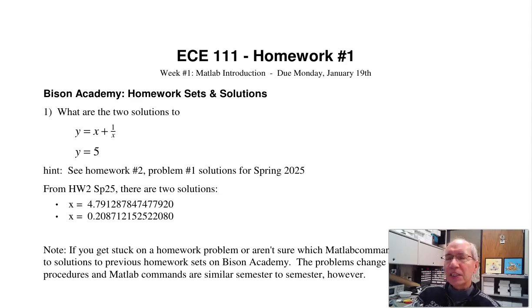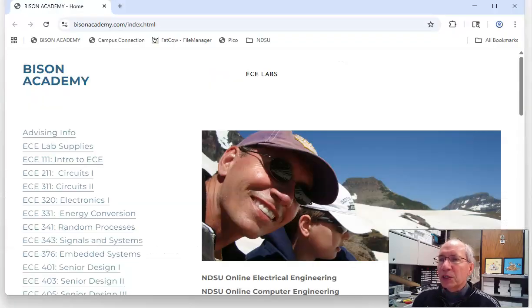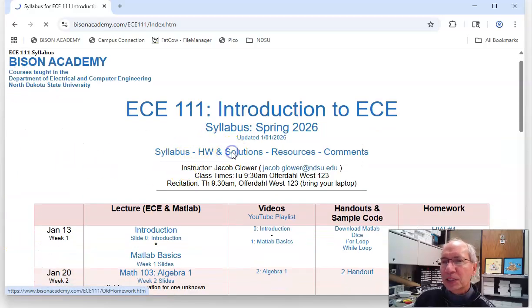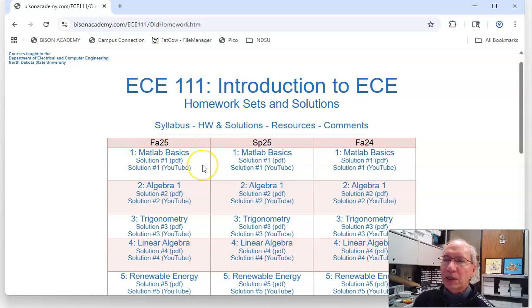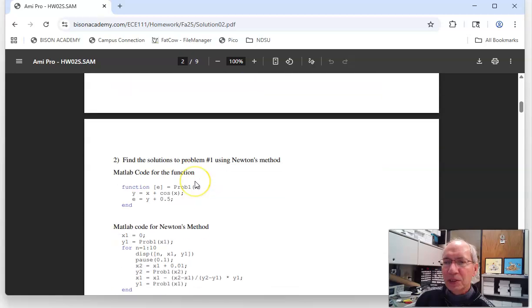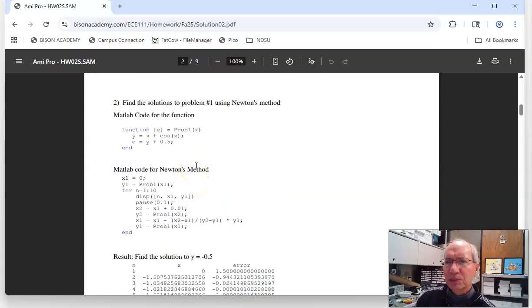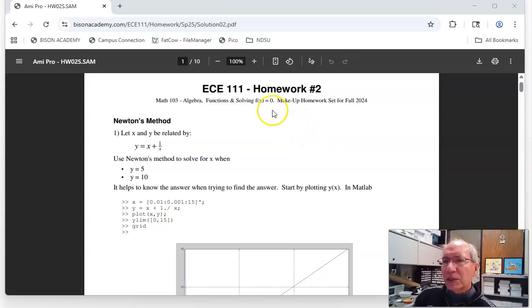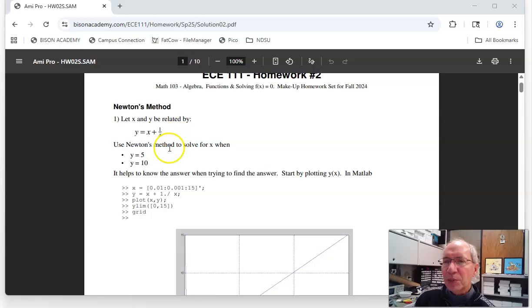If you ever get stuck in this class and want to know where to go or how to proceed, a good place to go is Bison Academy. If you go under 111 and then homework sets and solutions, here are the homework sets and solutions to previous semesters. For example, in Fall 25, homework set number 2 goes through the problem. Let's see, where's problem 2? Here's homework set number 2 for Spring 2025, and here's the problem.